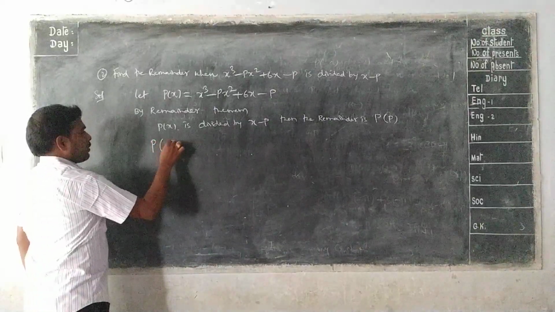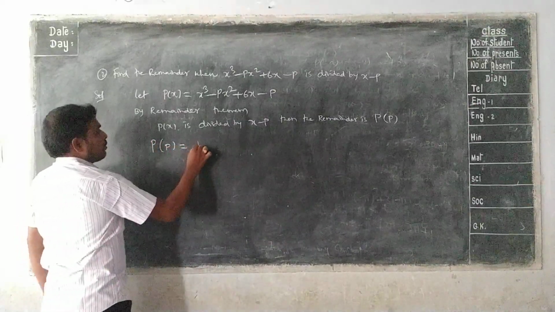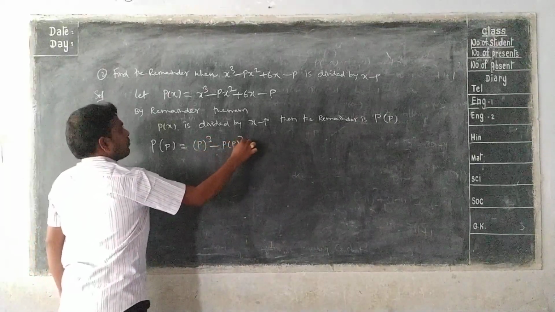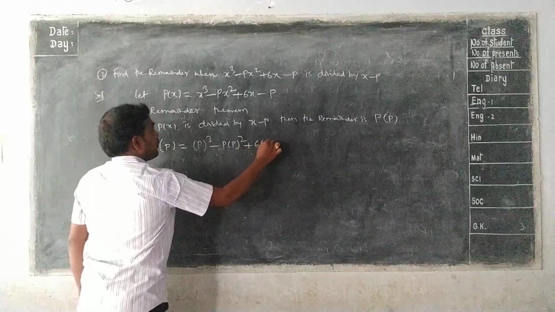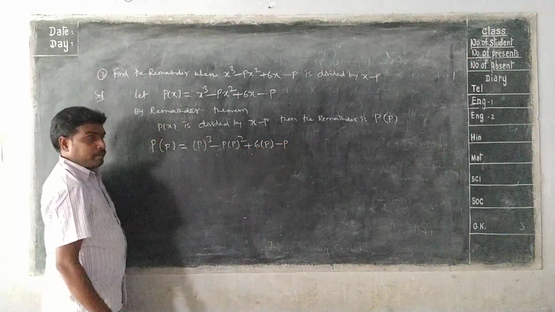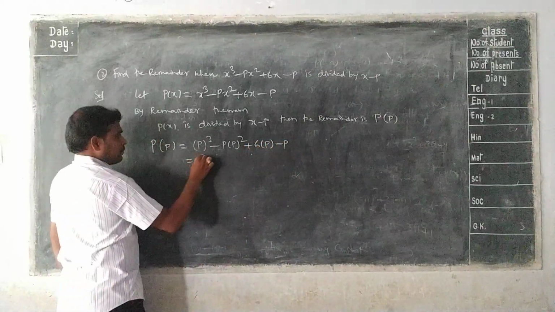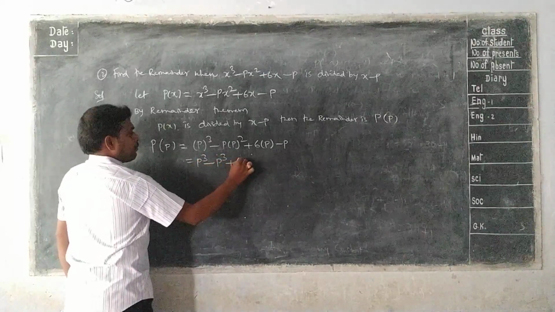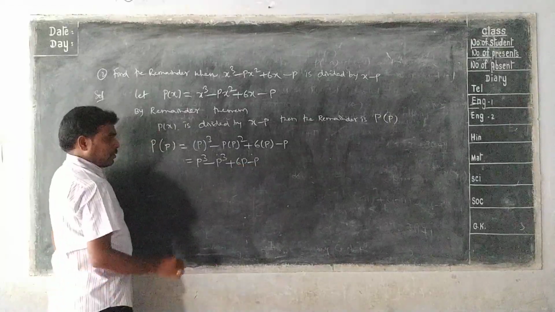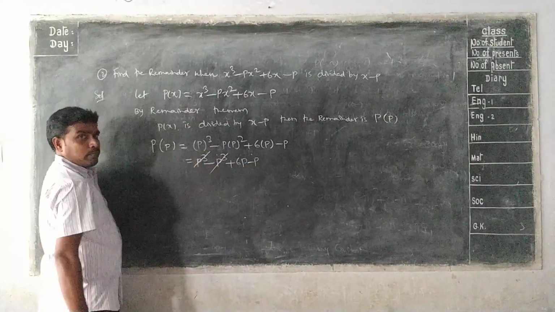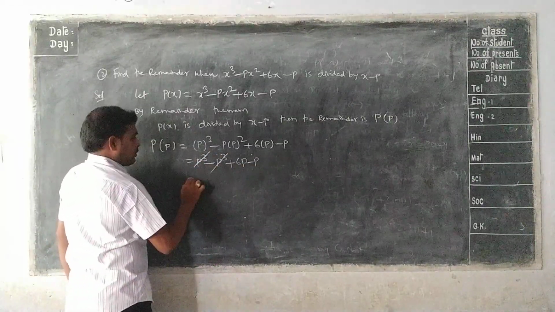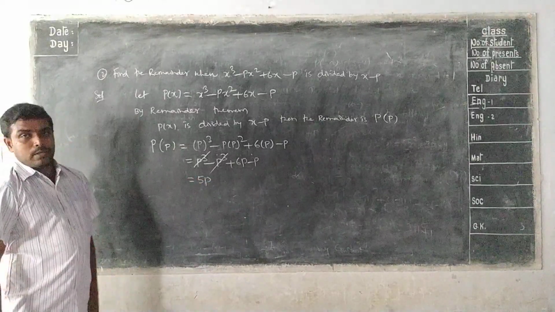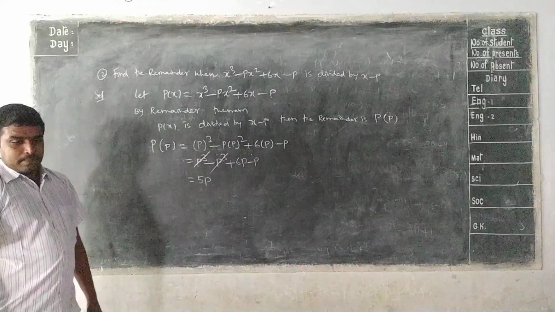p of p equal to p cube minus p into p square plus 6 into p minus p. So p cube minus p into p square, p cube plus 6p minus p plus p cube minus p cube cancel, 6p minus p, 5p. So 5p is the remainder. So this is the remainder.